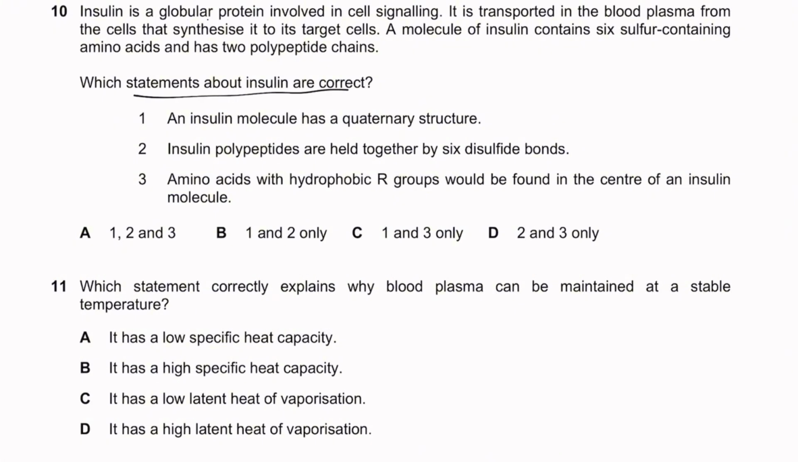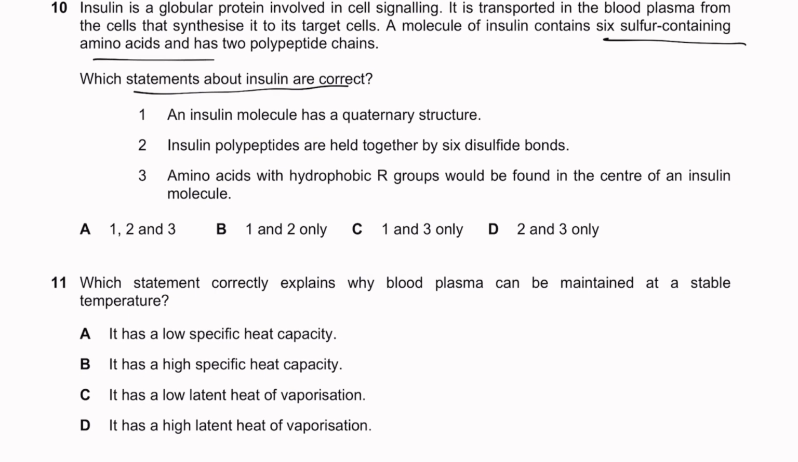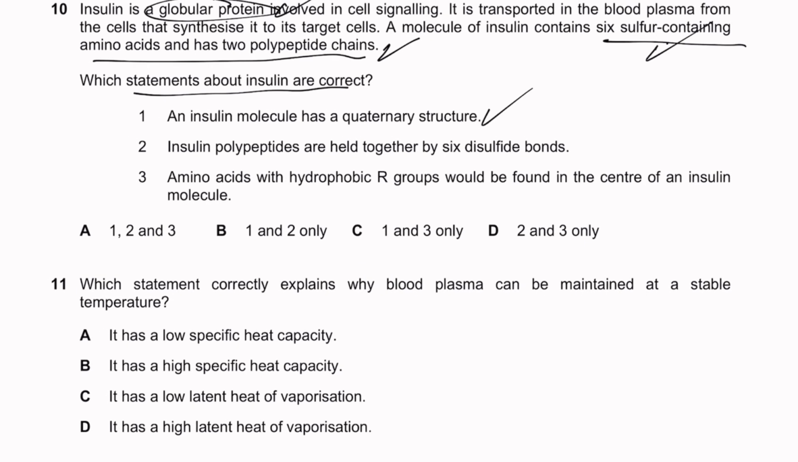Now, firstly, he said insulin is a globular protein and it's transported in the blood plasma, and the molecule of insulin contains 6 sulfur-containing amino acids and has 2 polypeptides. So it has quaternary structure, it has 6 sulfur-containing amino acids, which means it most likely has disulfide bonds, and since it's globular, that means it also has tertiary structure. So an insulin molecule has a quaternary structure, yes.